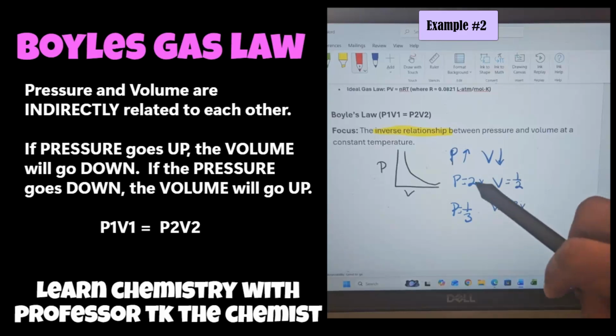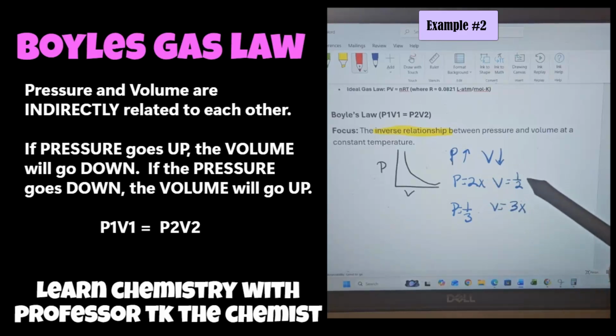So if my pressure doubles, my volume is the inverse of that, meaning 1 over 2. So therefore, my volume is cut in half. However, if my pressure goes down, then my volume will go up. So that means if my pressure dropped by a third, my volume is going to triple. Okay?